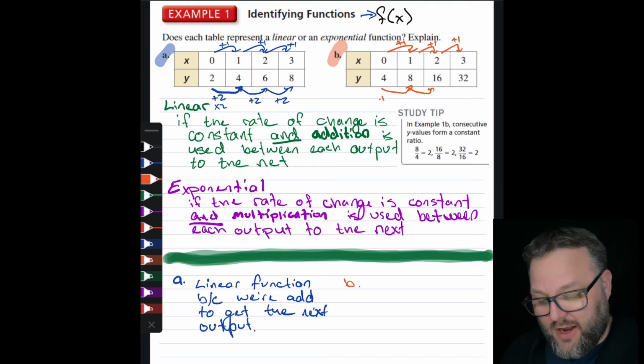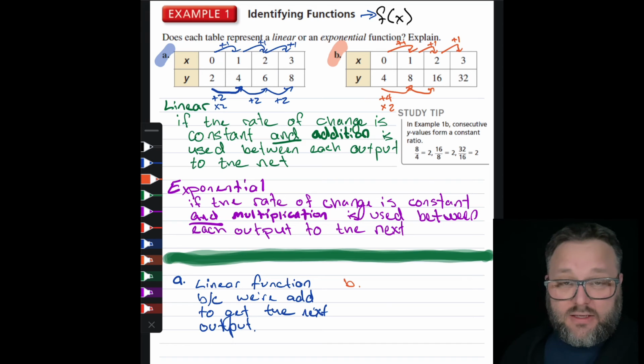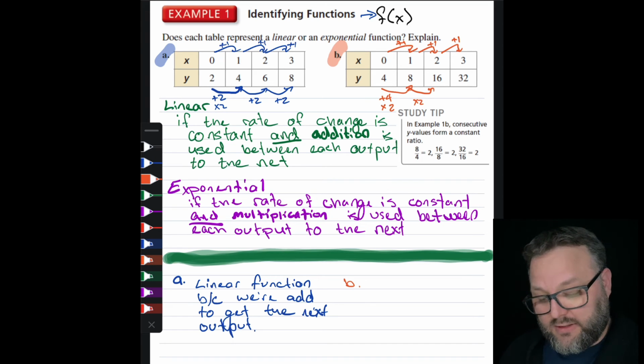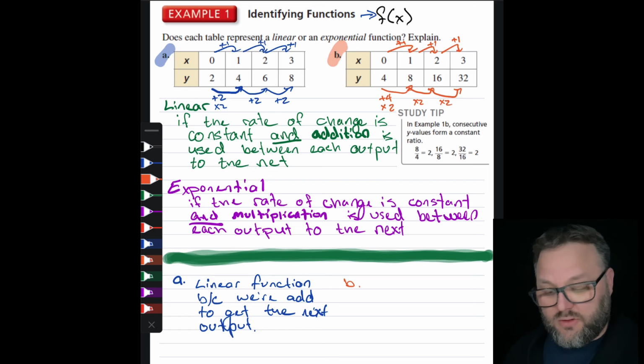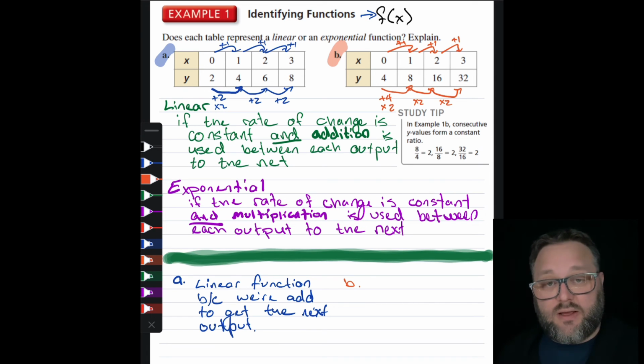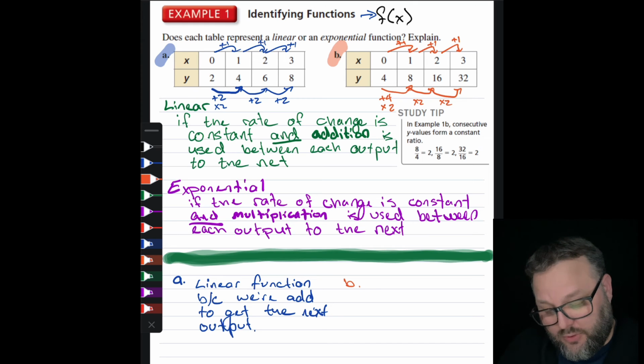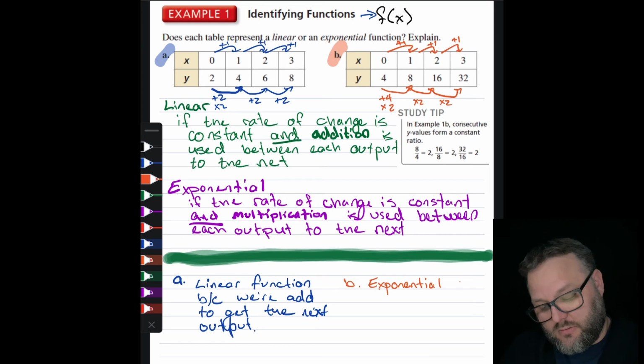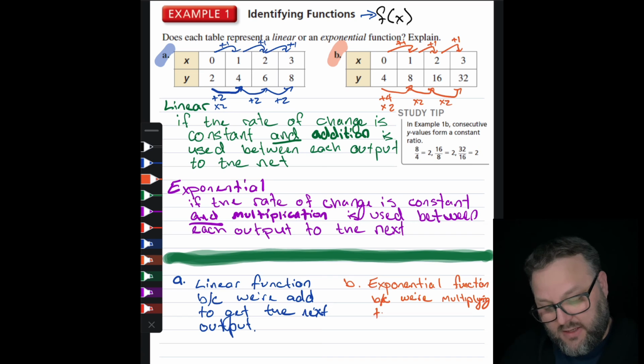All right. We can either add 4 or multiply by 2. Okay, well, I can't add 4 to 8 to get 16, but I sure can multiply by 2 to get 16. And if I go from 16 to 32, I'm also multiplying. So we still have consistency by multiplying. So B is an example of an exponential function because we're multiplying to get the next output.